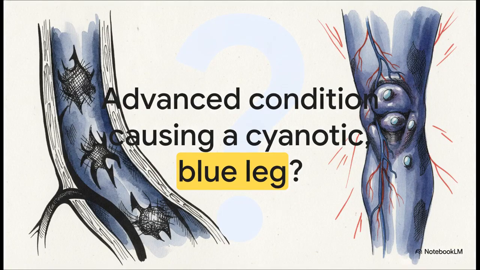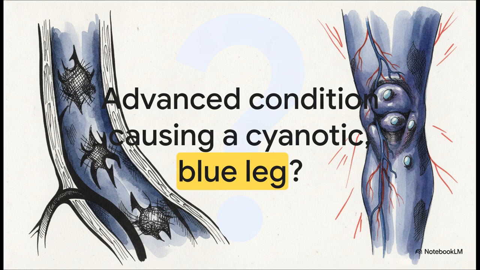Question 8. What happens with unmanaged progression of that previous condition, causing a cyanotic, blue, painful leg with a real risk of gangrene? A, Buerger's, B, phlegmasia cerulea dolens, C, Raynaud's, or D, Milroy's? The answer is B. Phlegmasia cerulea dolens. This is a true limb-threatening emergency. Total venous outflow is blocked.